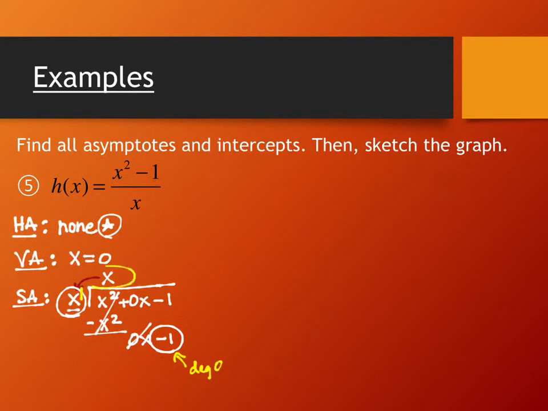So what does it mean? Well, it means that what you got in the top here, the quotient that came out of it, is the equation of your asymptote. We have an equation at y equals x. That's an equation of an asymptote for us.